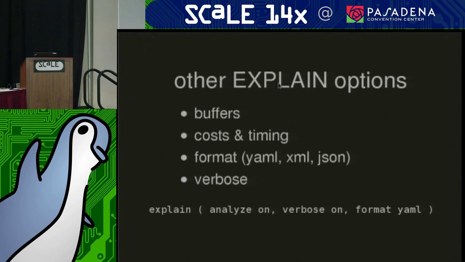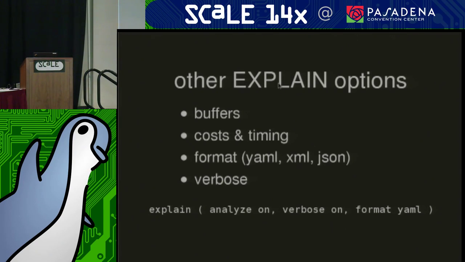Cost and timing are on by default. That's what you saw before. You can actually turn them off. The one reason why you'd want to turn them off is that on some platforms, such as Win2k server, checking the system clock is really expensive. It is so expensive that it affects the query execution time when you're doing explain analyze, and thus gives you a really deceptive result. So that's a reason to turn timing off.